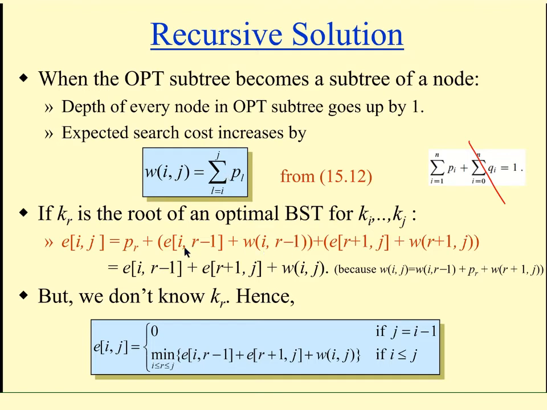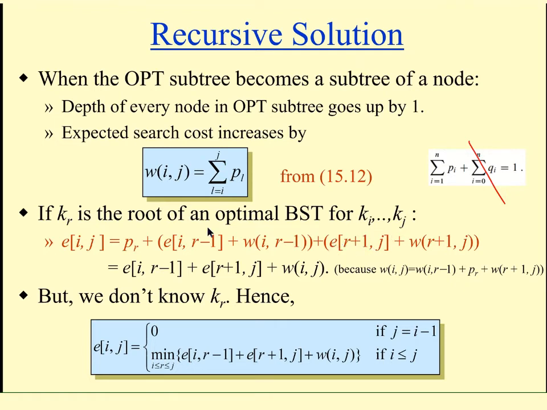So here the subsequence is only from i to r minus 1. Then we do the summation from i to r minus 1 of its probability. That means we add all the additional cost once you put this subtree under the root kr. Similarly, for the right subtree, just itself is a tree, and the cost is e(r plus 1, j).